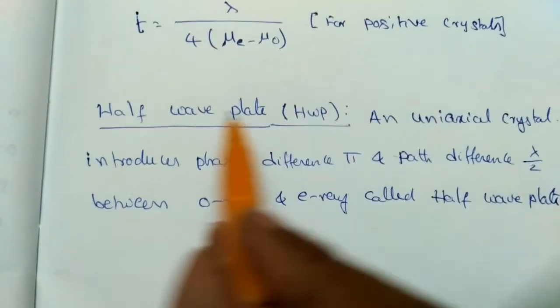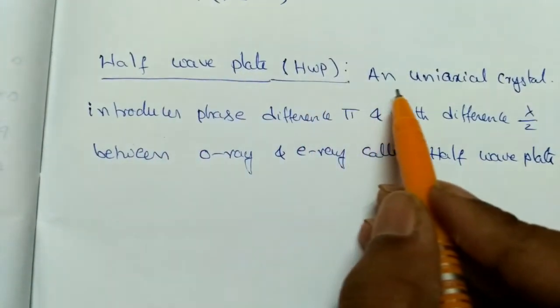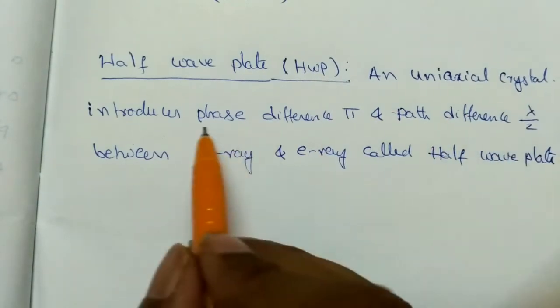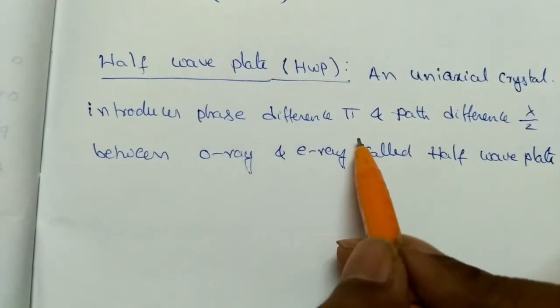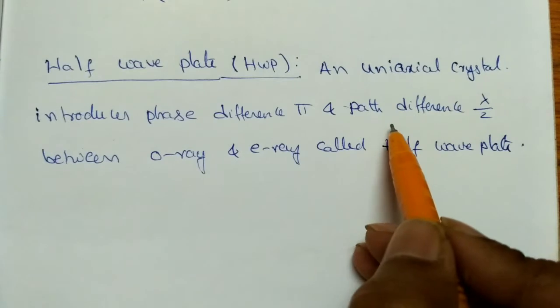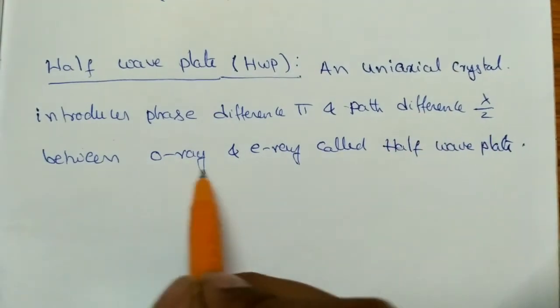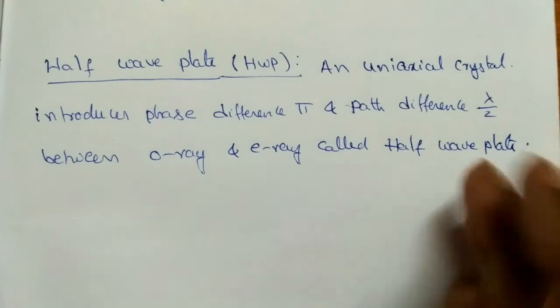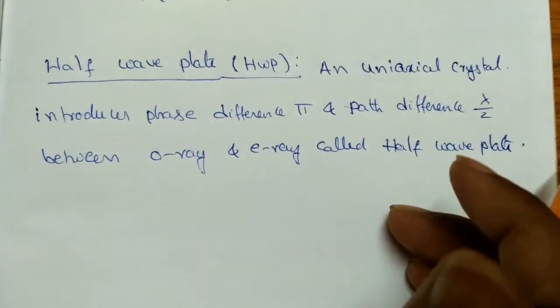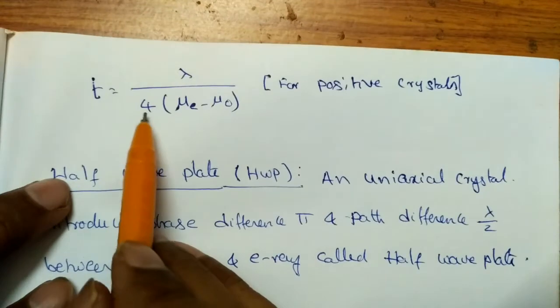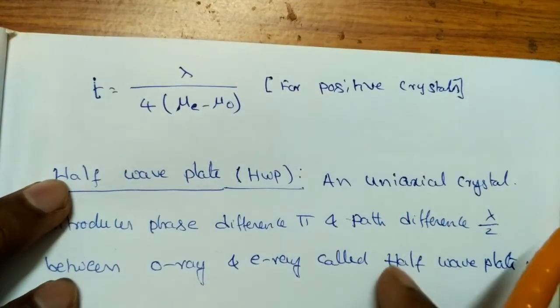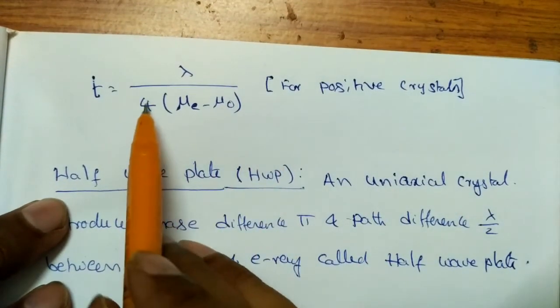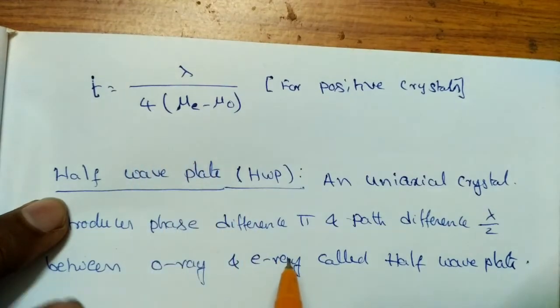The next concept is the half wave plate. A uniaxial crystal that introduces a phase difference of pi and a path difference of lambda by 2 between the O ray and E ray is called a half wave plate. This is similar to the quarter wave plate. The quarter wave plate has 4 in the denominator, but in the case of the half wave plate, 2 will be there in this equation.